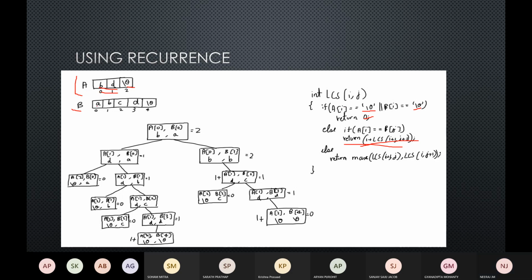So start with A of 0 and B of 0. What is your A of 0? B. What is your B of 0? A. Okay. Now what do we do?